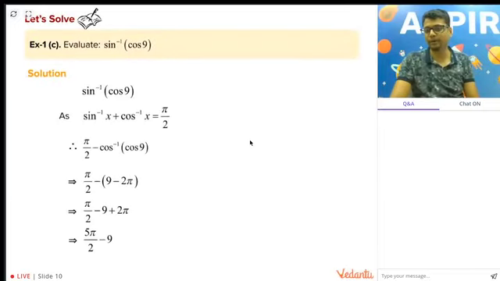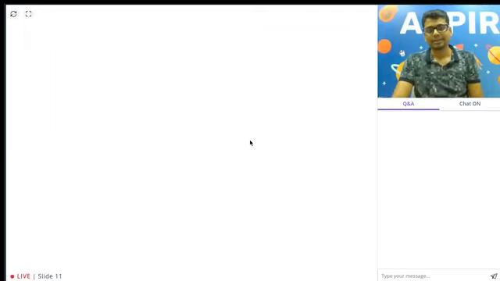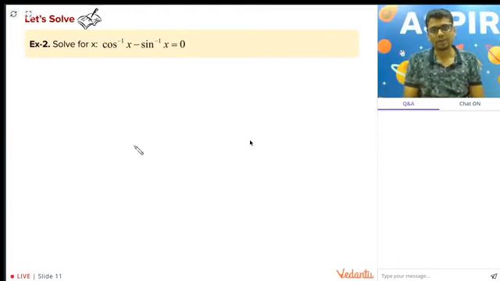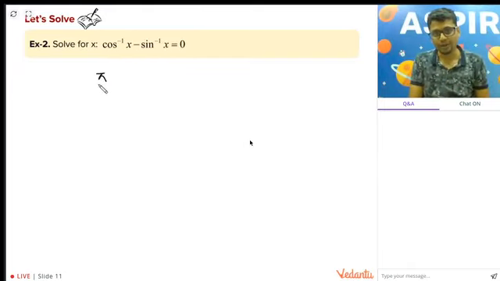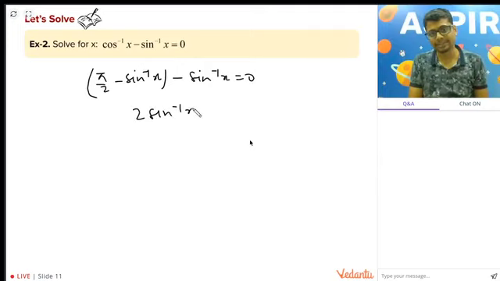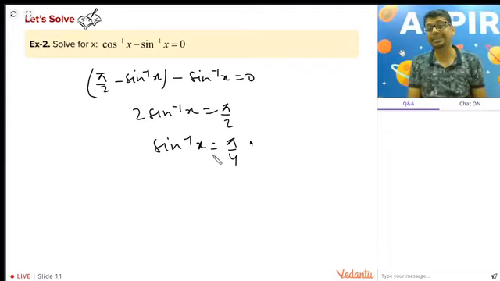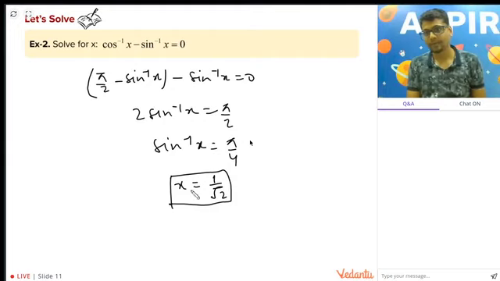So 5 pi by 2 minus 9, this is the same thing that we got, and 9 minus 2 pi, same. So how do we solve this? I can solve this by converting everything to just one term. Cos inverse x I can write as pi by 2 minus sine inverse x. Then cos inverse x minus sine inverse x is 0, so it becomes 2 times sine inverse x equal to pi by 2. So sine inverse x is pi by 4. Then x will be sine pi by 4, which is 1 by root 2.